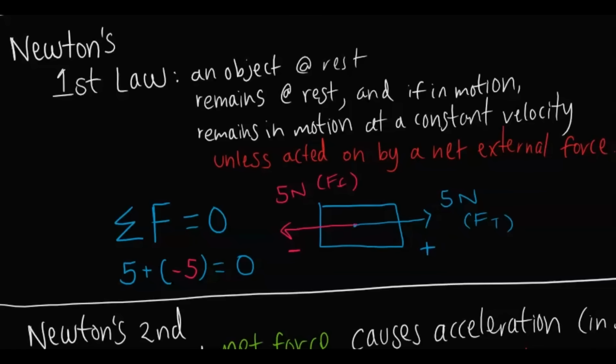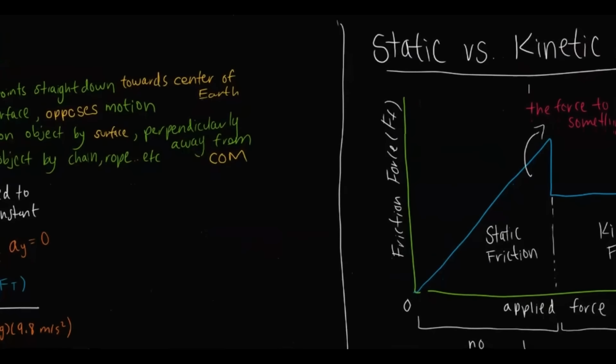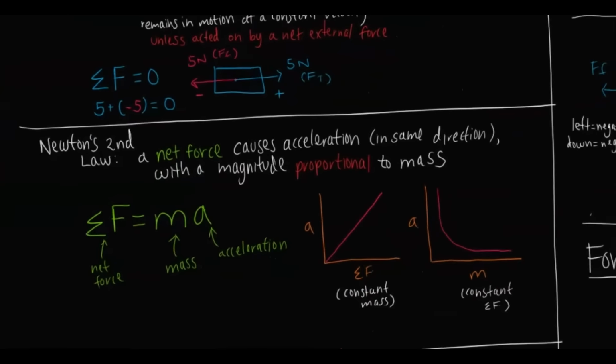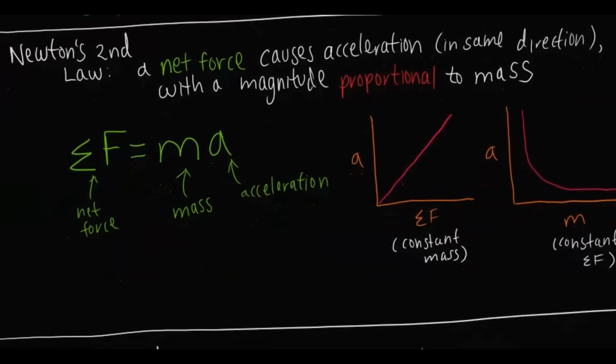And you can tell the difference between those, whether it's at rest or moving, by the type of friction. So it's either static or kinetic friction, and we will talk about that later on with this chart. But let's move on to Newton's second law, which is sort of like the inverse of Newton's first law, and that's where you do have a net force. A net force will cause an acceleration in the same direction. So it's basically an equation, right? We know that net force is equivalent to mass times acceleration.